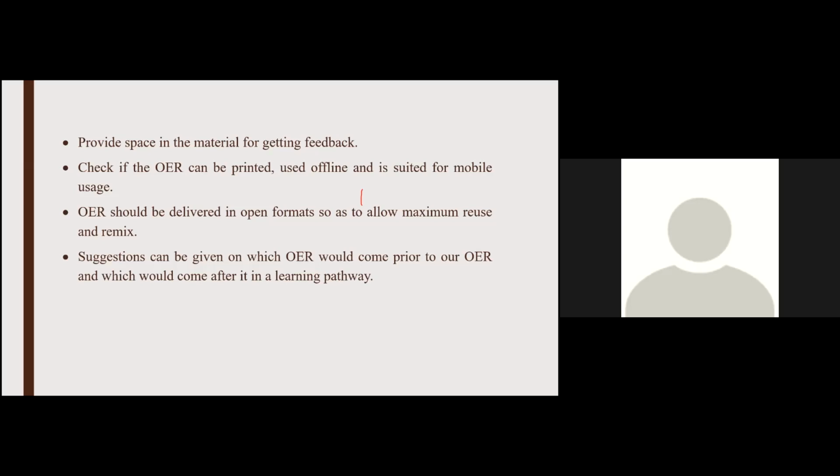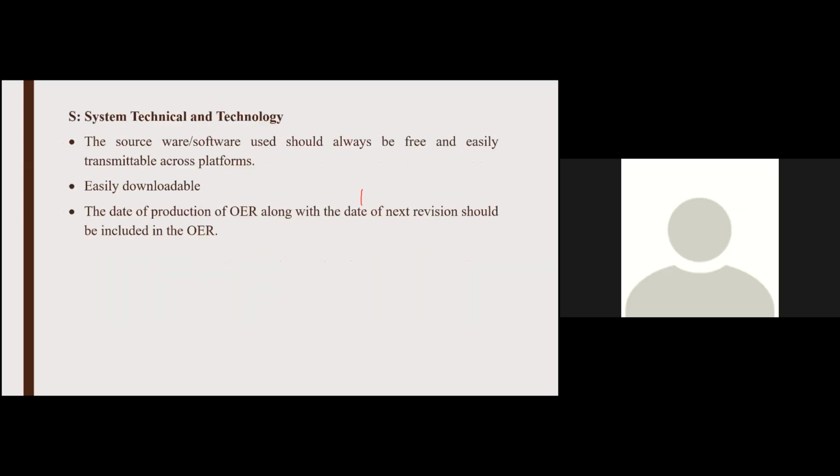And after you finish the module, you can again give links for further references or advanced readings, which again belong to OER itself. This is what they are saying. The last one is what they call system, technical and technology. Here the software you use should be free. It should be easily transmittable across platforms and easily downloadable. And finally, the date of production of OER along with the next revision date should be included in the OER. So if you are revising an OER, all those things should be updated at the end of the module.